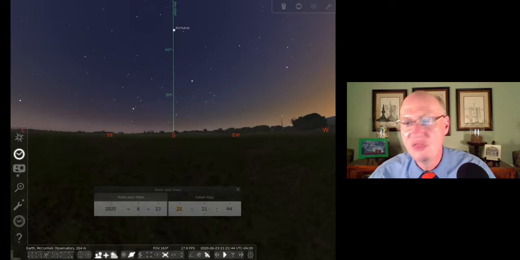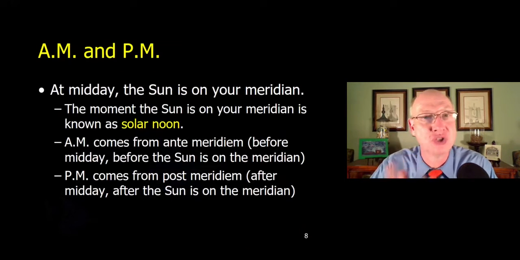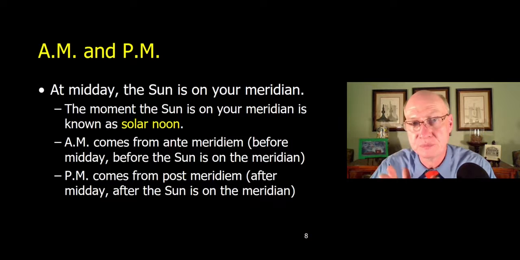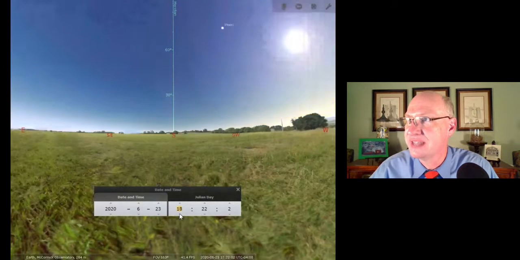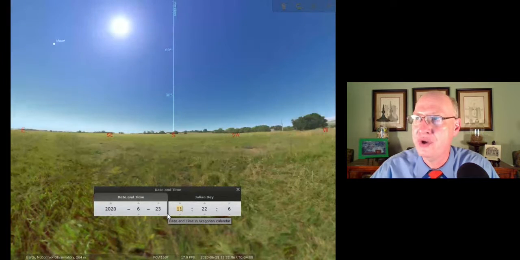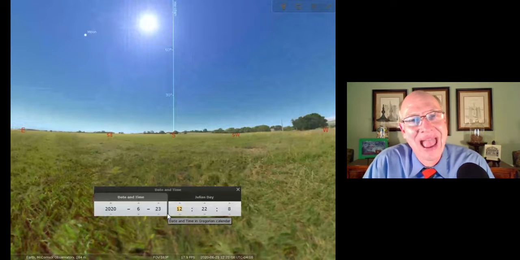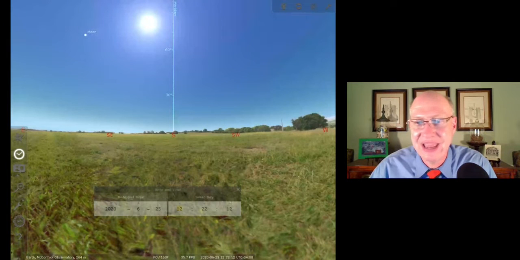The middle of the day, the moment when the sun is on the meridian, is known as solar noon. Now, we'll talk in a minute as to whether that matches noon on your watch or not, but just know for right now that we call that solar noon when the sun is on the meridian. The AM hours are those hours before noon. And those hours, their name, AM, comes from ante meridium.